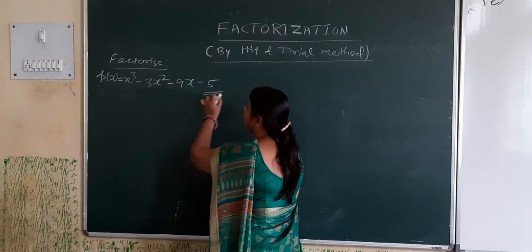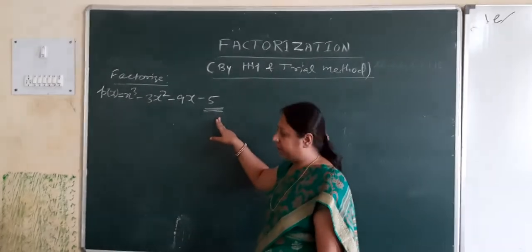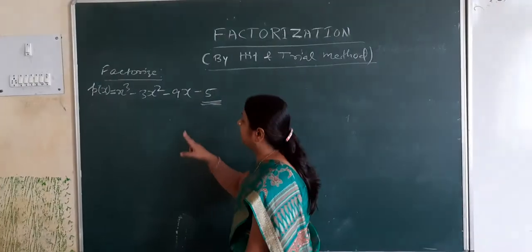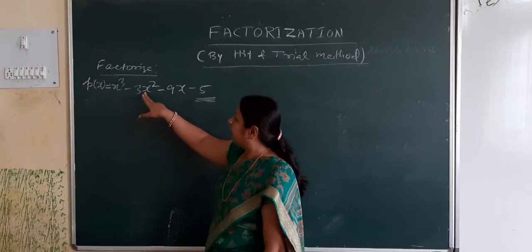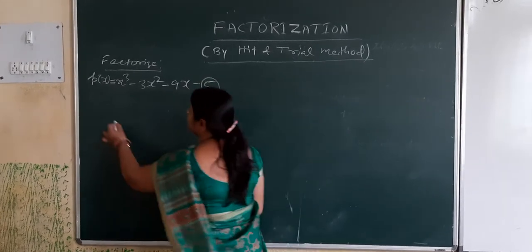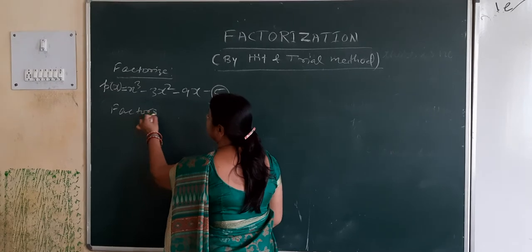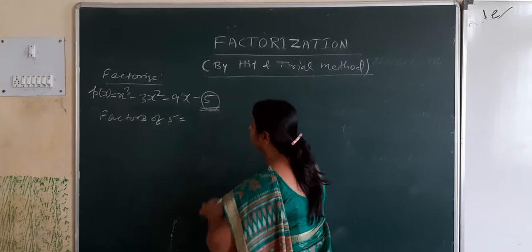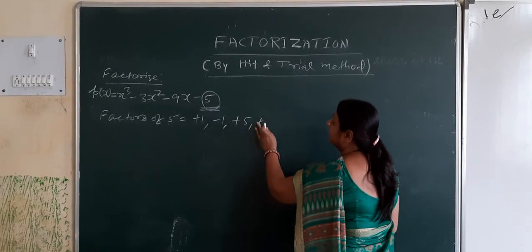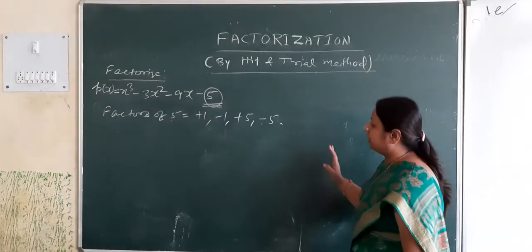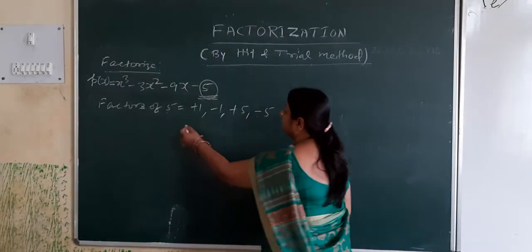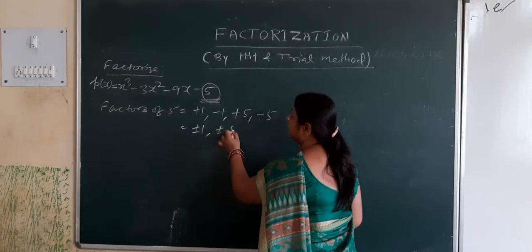So for hit and trial method, first you find the factors of constant term. In this polynomial, x cube minus 3x square minus 9x minus 5, the constant term is 5. So first we have to find the factors of 5. Factors of 5 could be 1, minus 1, plus 5 or minus 5. There are 4 factors of 5: plus 1, minus 1, plus 5, minus 5. You can write it as plus minus 1 and plus minus 5.